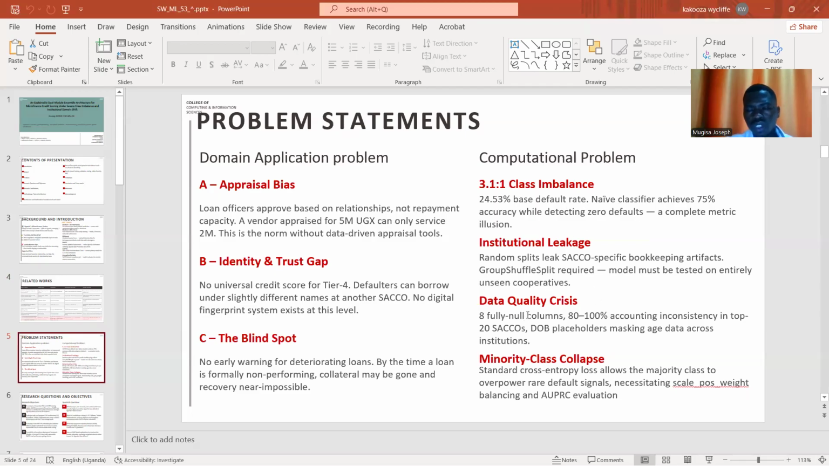And then we have institutional leakage, which we handle through group shuffle split. This is where data from one given institution falls in different partitions of the train, test, and validation sets. This promotes leakage, which we handle through this group split.